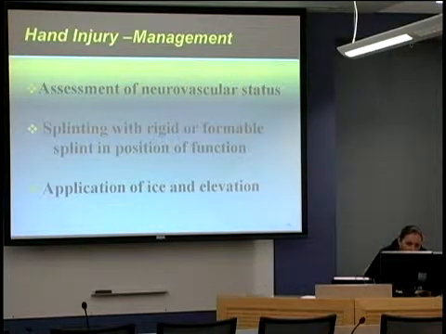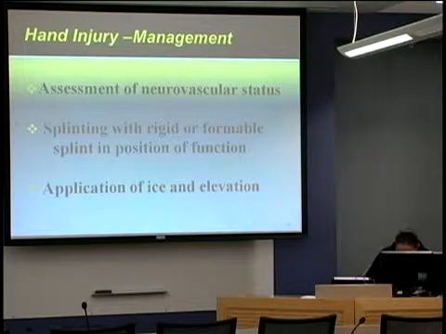So again, management of the hand injury starts with the neurovascular status. You would want to splint with a rigid or formable splint in a position of function. Application of ice and elevation of the extremity will minimize the swelling.